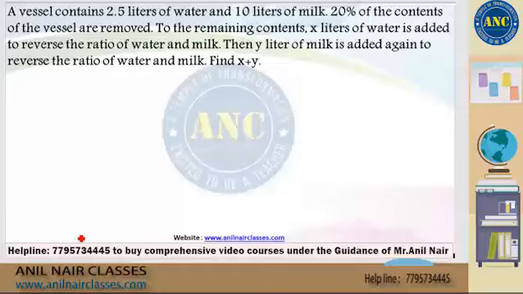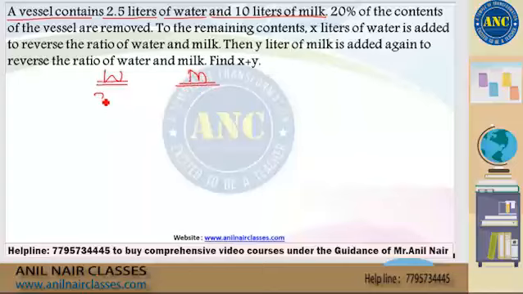It is one of your original bank examination questions. Listen carefully, sir. Your question is, a vessel contains 2.5 liters of water and 10 liters of milk. That means the water and milk ratio is given as 2.5:10. This is the first statement.